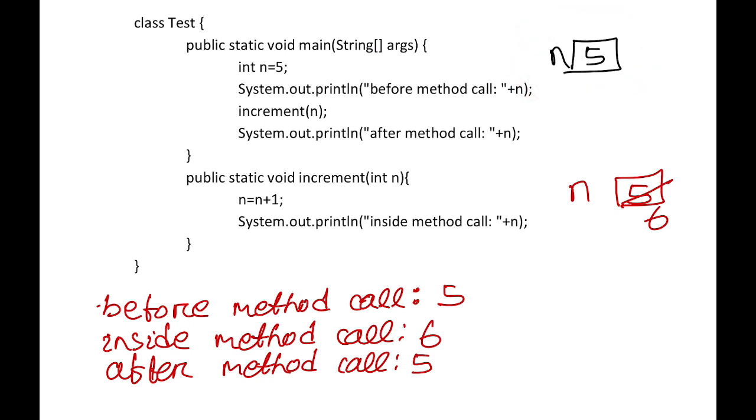So this value of n is not going to be changed if we increment this value. That's why the output is like this.